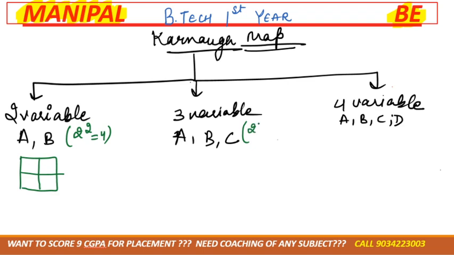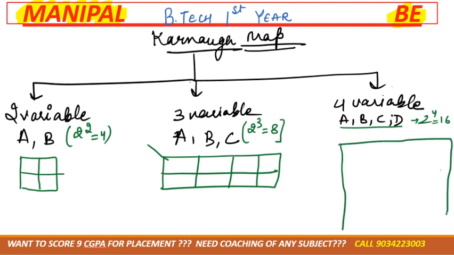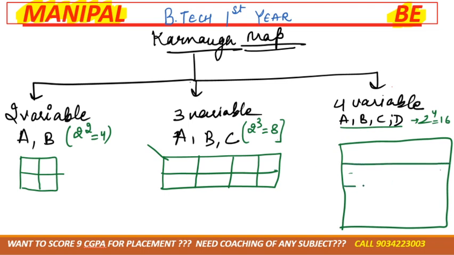In three variable we have 2 raised to 3, that is eight boxes. And in four variable we'll have 2 raised to 4, that is sixteen boxes. Make the boxes like this. Okay, understood?